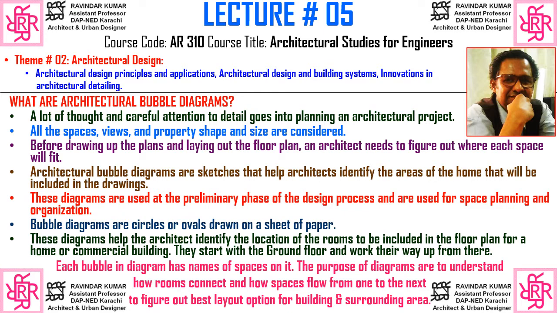In a house we have, first of all, an entrance, so one bubble will be of the entrance lobby, and then there will be a lounge, so there will be another big bubble of the lounge, then there will be another bubble of a kitchen, and then there will be another bubble of a drawing room. So in this way the architect draws different kinds of circles and ovals on a piece of paper to organize the spaces and see where to put which space.